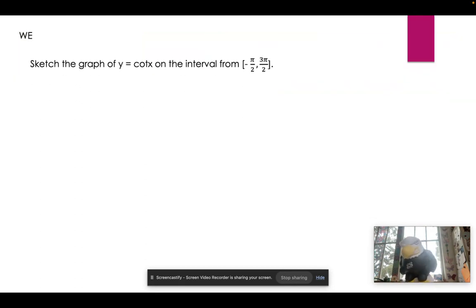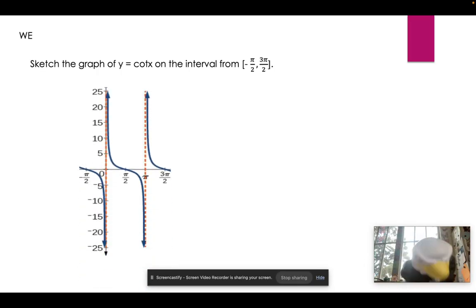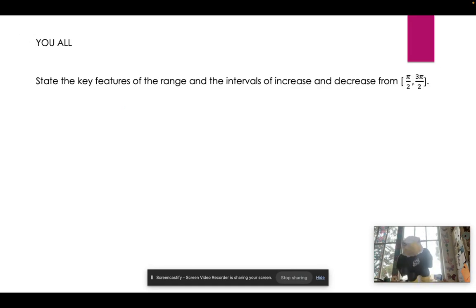So here goes our wee problem. Let's see if we can figure this one out. Let's see if we can sketch the graph of the cotangent just on the interval from negative pi over 2 to 3 pi over 2. Go ahead and pause it, give it a try. Perfect. If you did it correctly, you should be getting this. It should look something like this, from negative pi over 2, negative 90 degrees, to positive 270, or negative pi over 2 to 3 pi over 2.